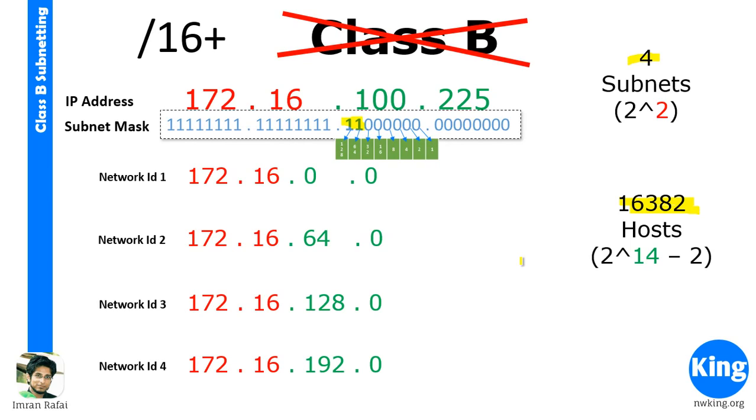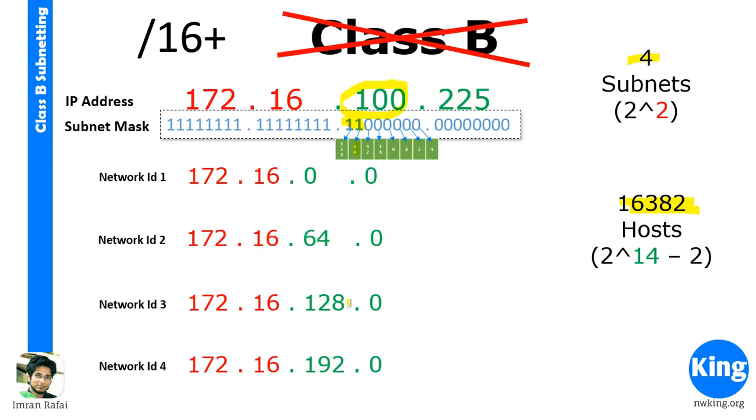We know we need to add the place value of the last bit. Place value of the last bit is 64. Where is the last bit? It's on the 3rd octet. So we need to add 64 to the 3rd octet. So it's 172.16.0.0. Add 64, it becomes 64.0.